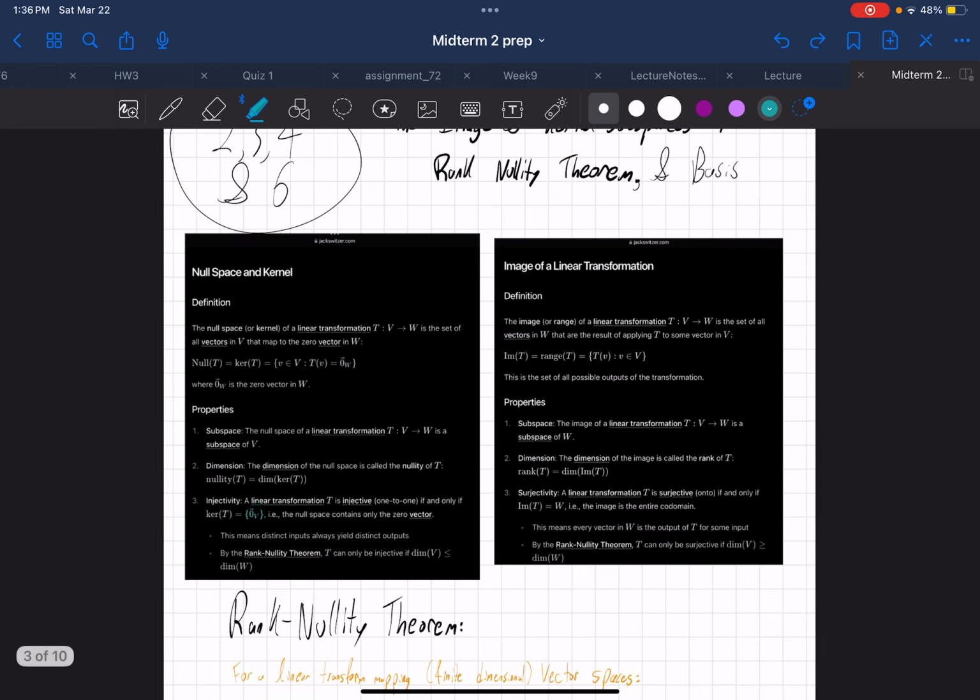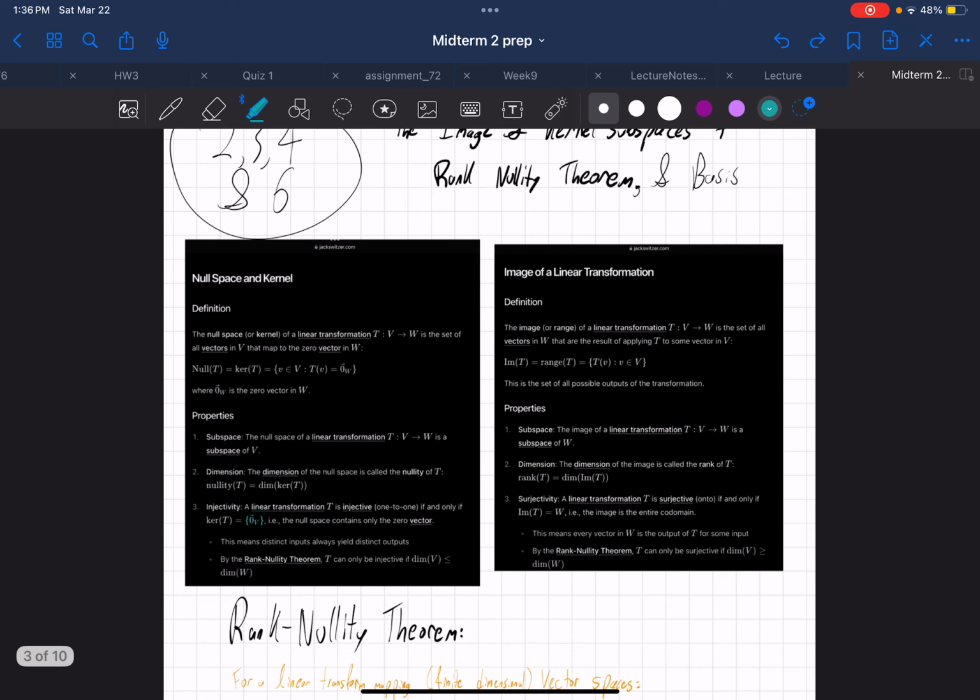Now, I should say quickly, both the kernel and the image are subspaces. Now, what does it mean to be a subspace? The main thing is we have this closure property, right? So if we take two things in the kernel and we add them together or scale them, we should still be within the kernel because it is a subspace.